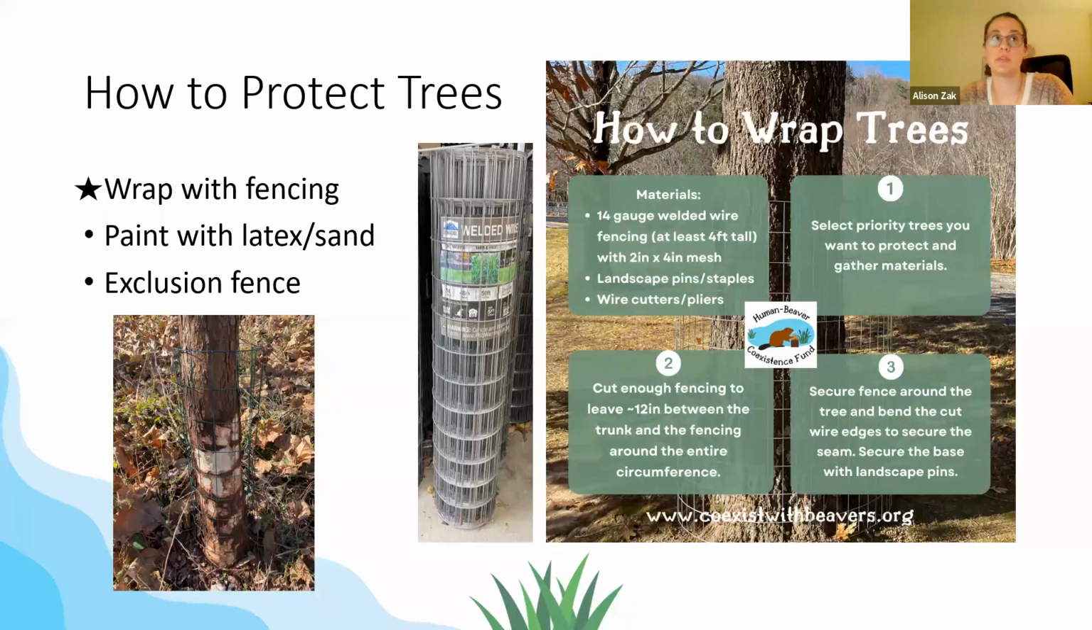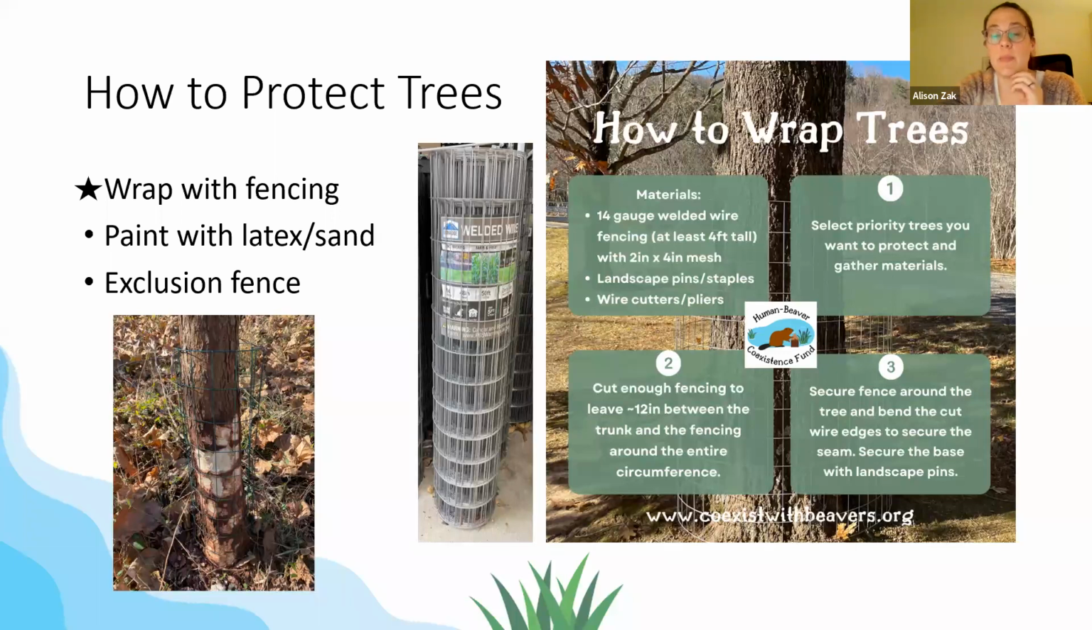Or if you're trying to protect a really large area of trees and it doesn't make sense to target individual trees, some people do an exclusion fence, and that starts to get a little less practical, a little less affordable. As long as it's on a small enough scale, at Human-Beaver Coexistence Fund, we recommend wrapping with fencing. I've included a graphic here on how to do that. This is also what the volunteers learned when they came to the volunteer day at Cool Spring. You can buy the supplies in the garden center of Lowe's, Home Depot, or Tractor Supply. All the supplies are easily available and very affordable.